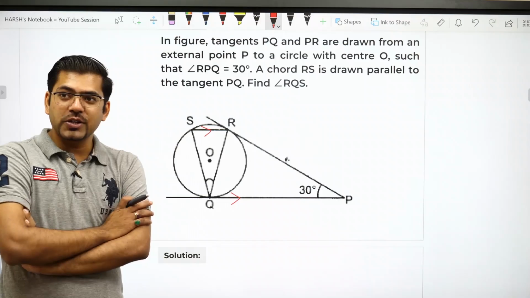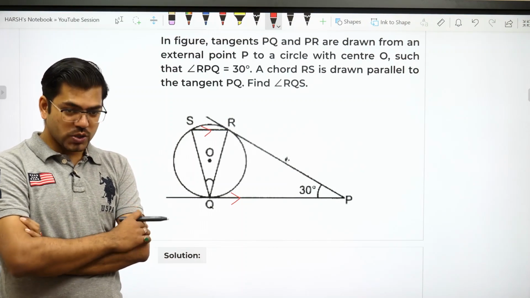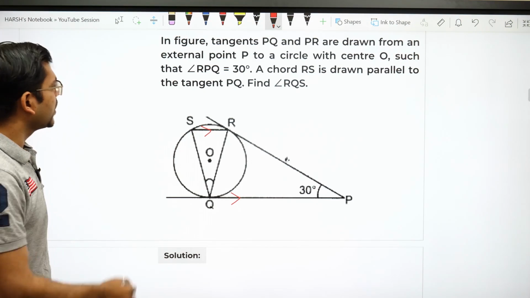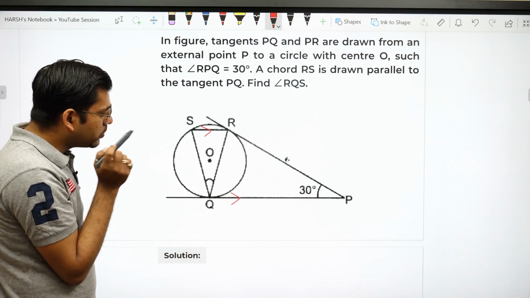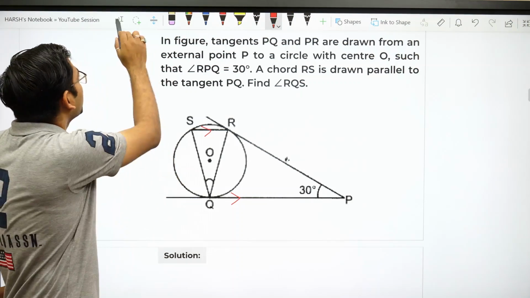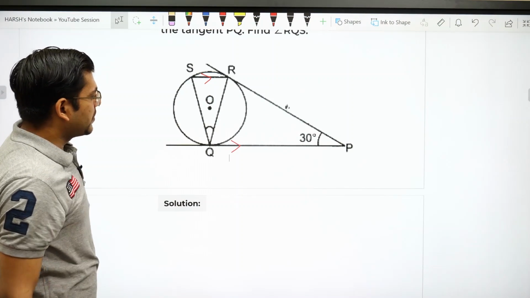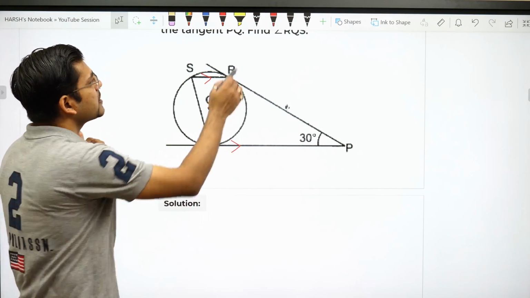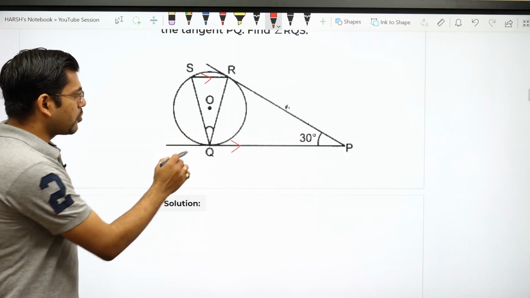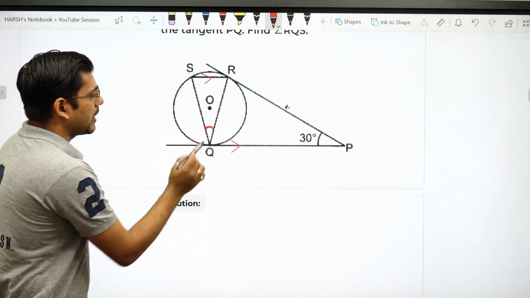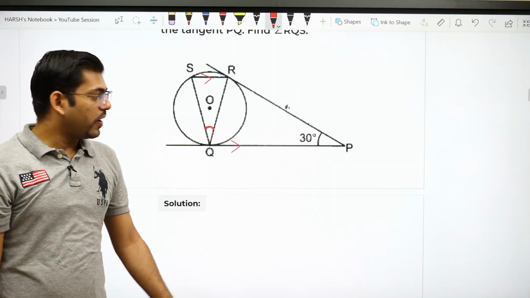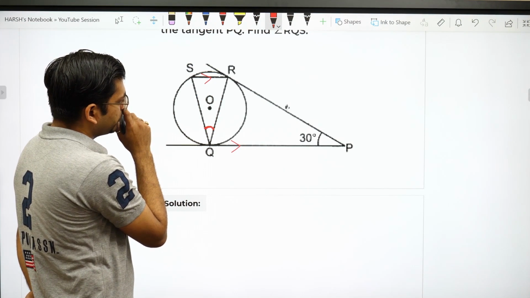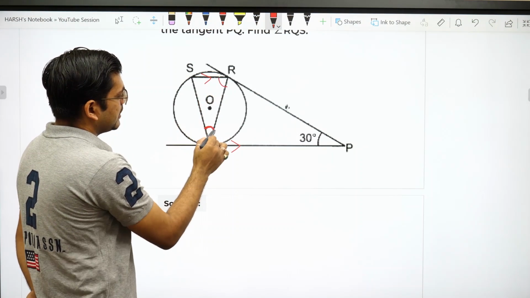Let us see how this question is going to be solved. So how this will be solved, I don't know, by the way, but I'll make it out somehow. We have to find this angle. Now this is 30 degree, it is given. Now if this is 30 degree and they are parallel, then this angle and this angle will be equal.